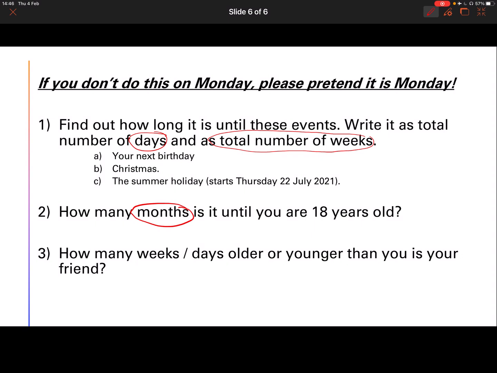And then this last one is the hardest one of the lot. Pick you and somebody else, and then you count how many weeks or how many days older than them or younger than them you are. So you find them on the calendar, you find you on the calendar, birthdays, and then you count the gap in between. These are the harder questions. Have a go at these, please, if you can.